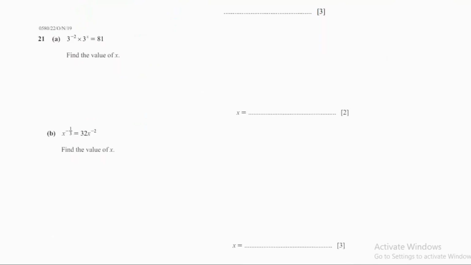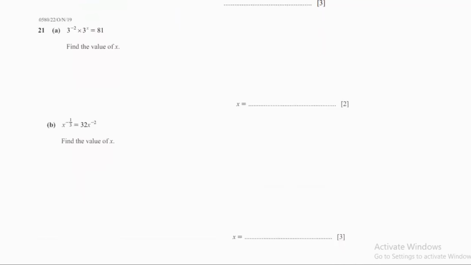Let's move on to the next one that we have. In this question, we need to find the value of x. We have 3 to the power minus 2 times 3 to the power x. So when indices with the same bases are multiplied together, we need to add the indices, like I mentioned. So that becomes 3 to the power negative 2 plus x here. This is equal to this 81.